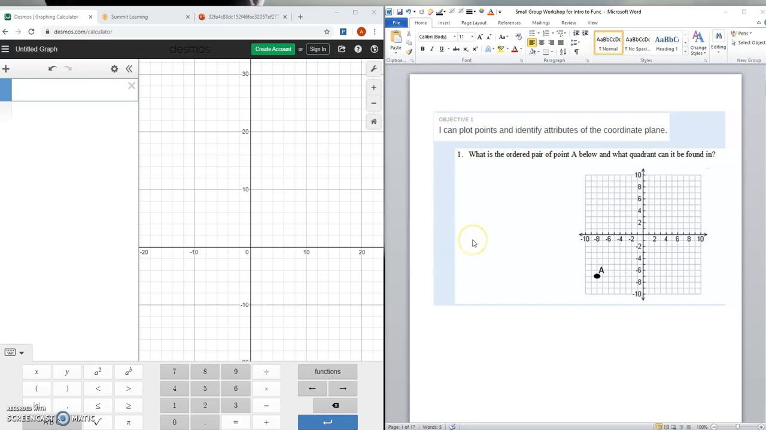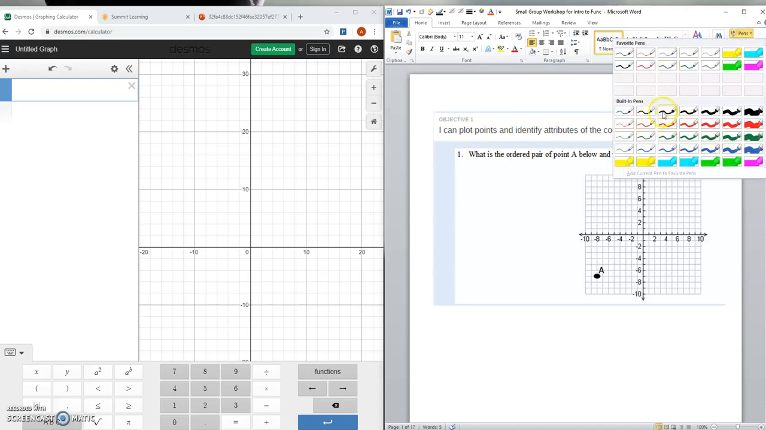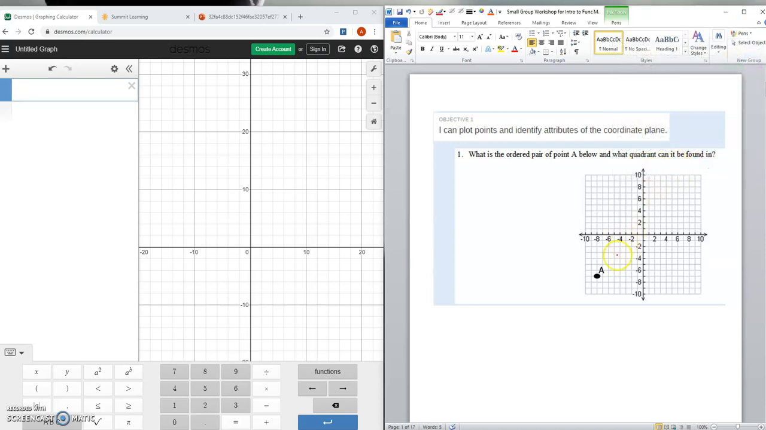So the first question is, what's the ordered pair of point A below and in what quadrant can it be found, or can it be found? The strategy on this is to use your pen and from the point attach it to the x first, because it's a set of ordered pairs. Your x is -8 and your y is -7. So this means that your point A has coordinates of (-8, -7), which is your x and your y.